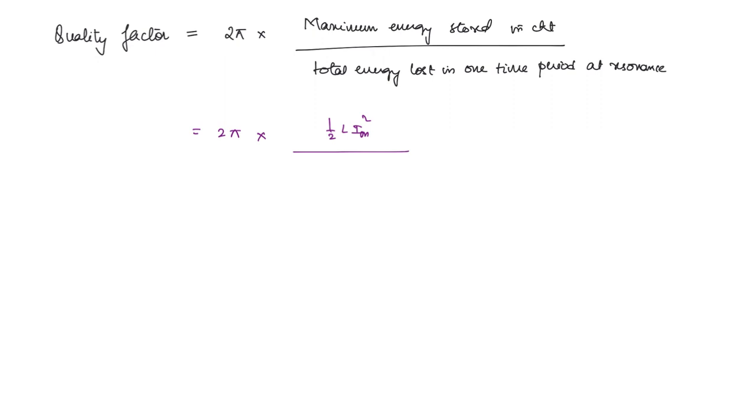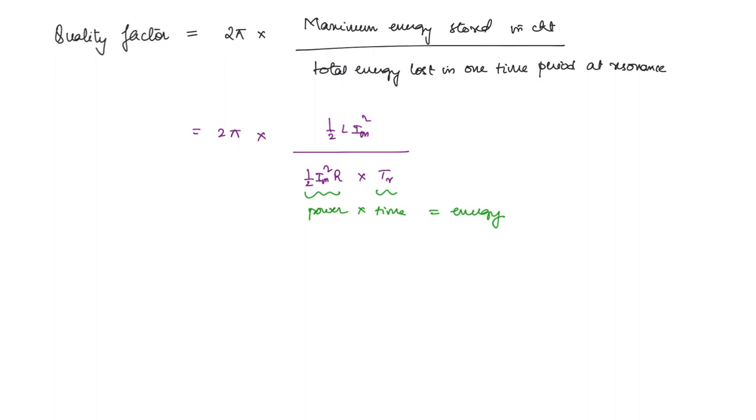So what will be the power that will be dissipated? Half Im square R into the time period is given by TR. So this is power and TR is the time. Power into time will give you energy. Here we can take the expression for the energy stored in the capacitor, that means half CV square.